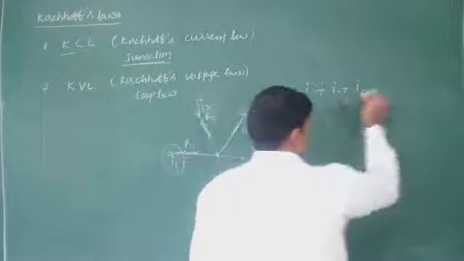Observe the sign conventions. Currents entering the junction, we take all as positive. Currents leaving the junction, we take as negative. Total current entering the junction must equal the total current leaving the junction. One more point, remember, this obeys the law of conservation of charge.